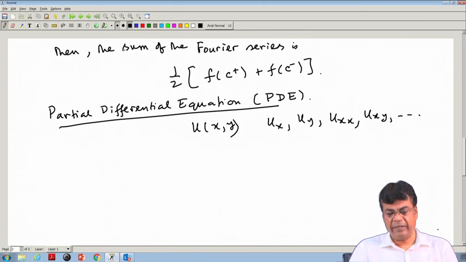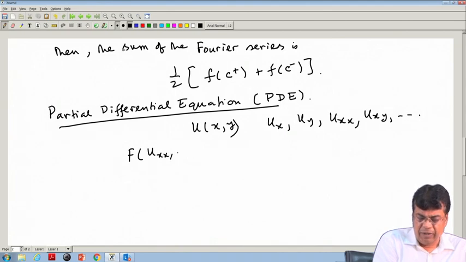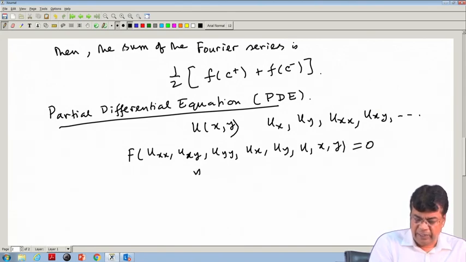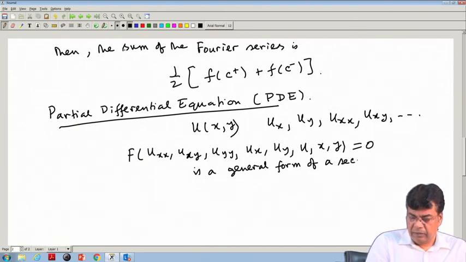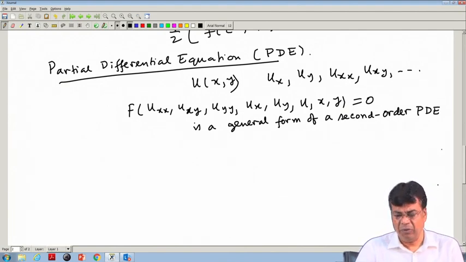A second order PDE can be written as a function of uxx, uxy, uyy, ux, uy, u, x, y equal to 0. This is a general form of a second order PDE, where f is any known function.